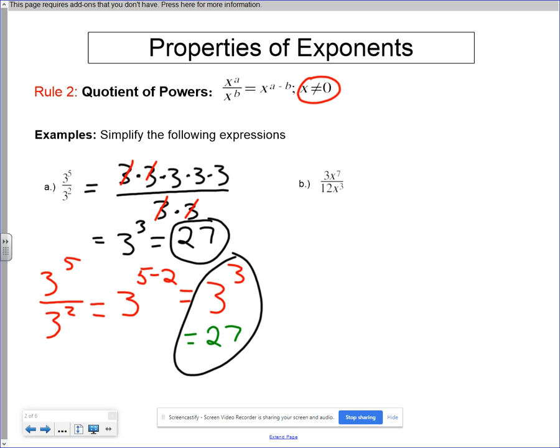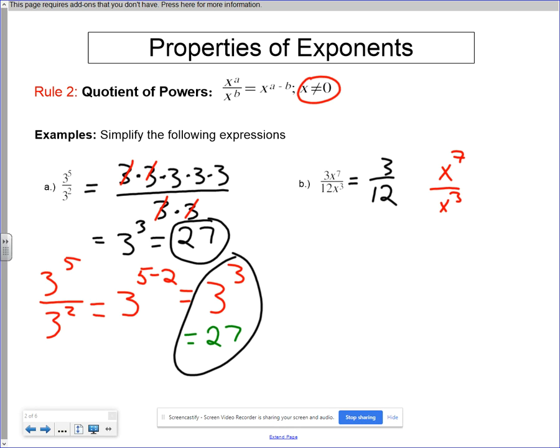So here we have 3x to the 7th over 12x cubed. What I like to do is separate our numbers, so we have 3 over 12, and then I'll separate the variables. So here we have x to the 7th over x cubed, and I'll work on these individually.